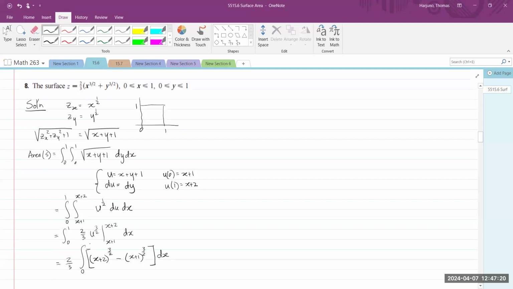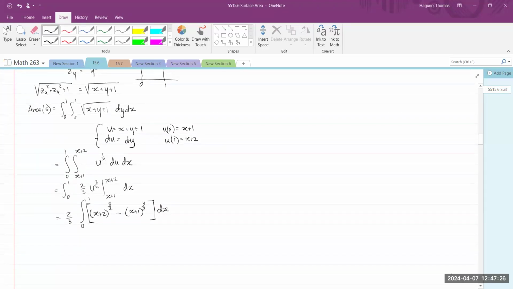From 0 to 1. Okay, and then from there we integrate further. I get 2 over 3, and then 2 over 5, (x plus 2) to the power of 5/2 minus 2 over 5, (x plus 1) to the 5/2 from 0 to 1.